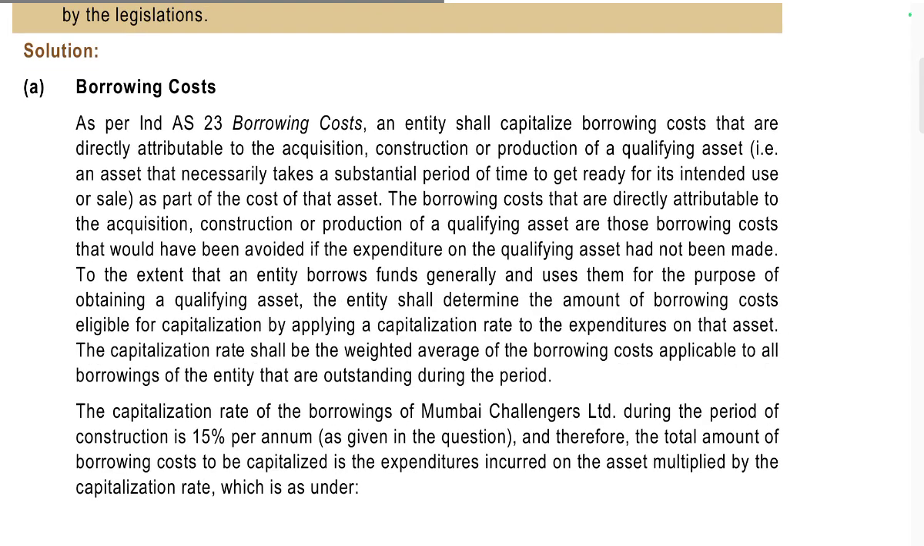Solution: borrowing costs. As per NDA 23 Borrowing Costs, the entity shall capitalize borrowing costs that are directly attributable to the acquisition, construction, or production of a qualifying asset. That is, an asset that necessarily takes a substantial period of time to get ready for its intended use or sale. As part of the cost of the asset, the borrowing cost is directly attributable to the acquisition, construction, or production of qualifying assets, or the borrowing cost that would have been avoided if the expenditure on the qualifying asset had not been made.